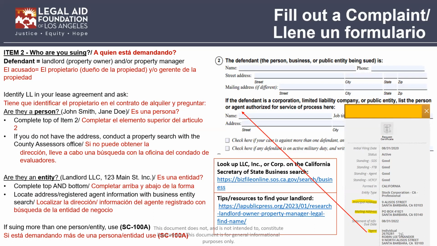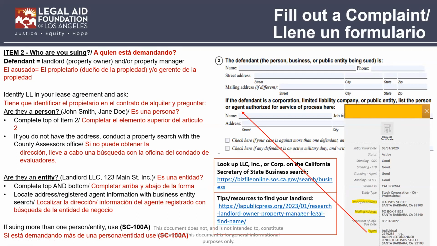If the landlord is a person, you're looking for names like John Smith, Jane Doe. And when the landlord is a person, you fill out only the top portion of item 2 on the SC 100 form. And you need to put in the landlord's name and you need to put in their address. So finding the landlord's address sometimes can be a little tricky. A couple of things that you can do though.